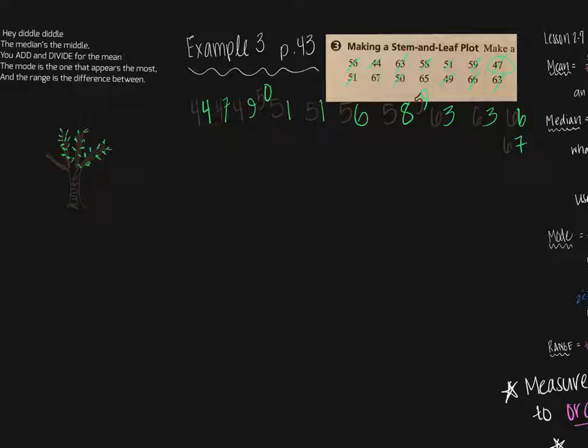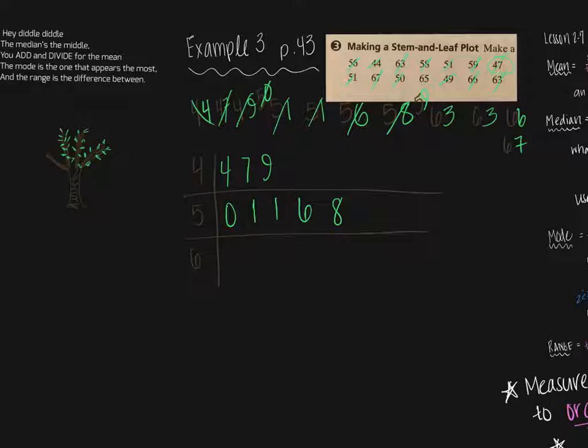All right, now that I've got all of these, now I can plot my stem and leaf plot. Notice that I have 40s, 50s, and 60s. So my 40s, 50s, and 60s become my stems, and off of them are my leaves. So now it's super easy. I've got 44, 47, 49. I've got 50, 51, another 51, 56, 58, and 59. Then 63, 63, 66, and 67.